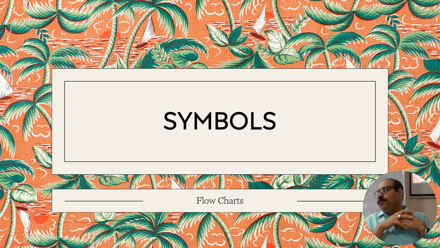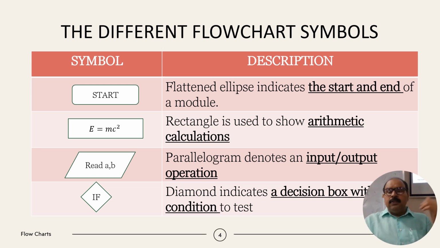So what kinds of symbols are used in a flowchart to represent different kinds of steps in your algorithm? This is called a start. We have a closed ellipse. Both the start and end modules are represented by this kind of symbol, and if you have written start in this symbol, it means that you have started the algorithm.